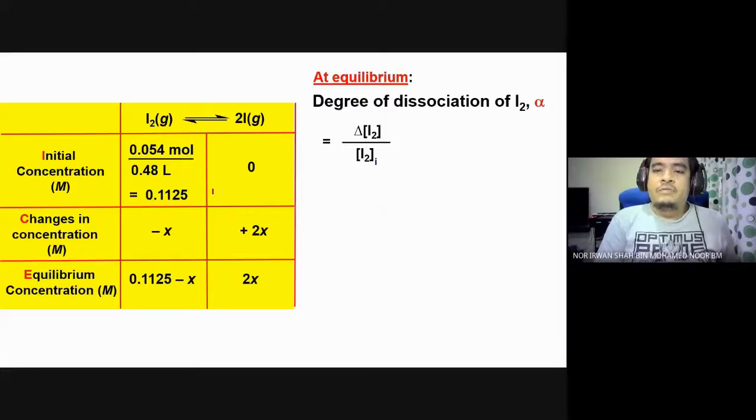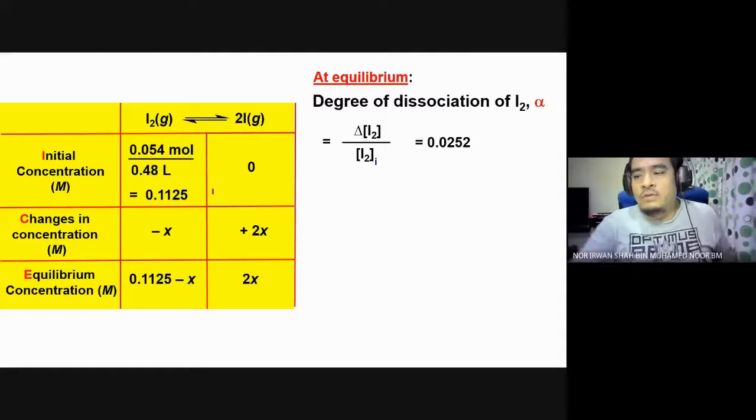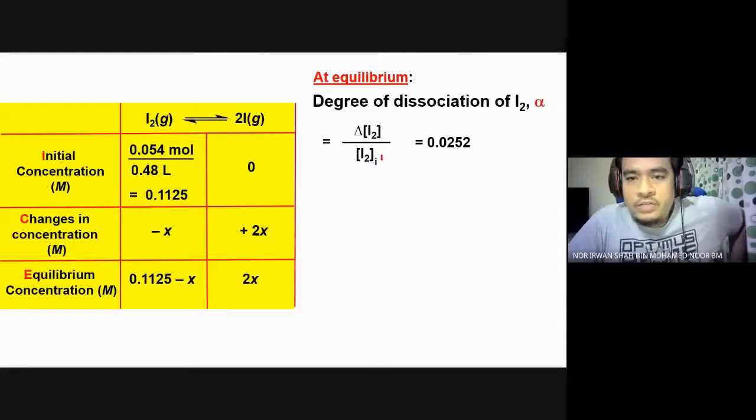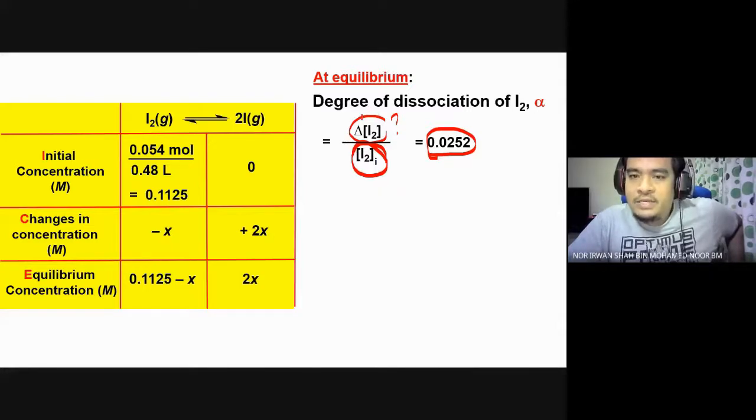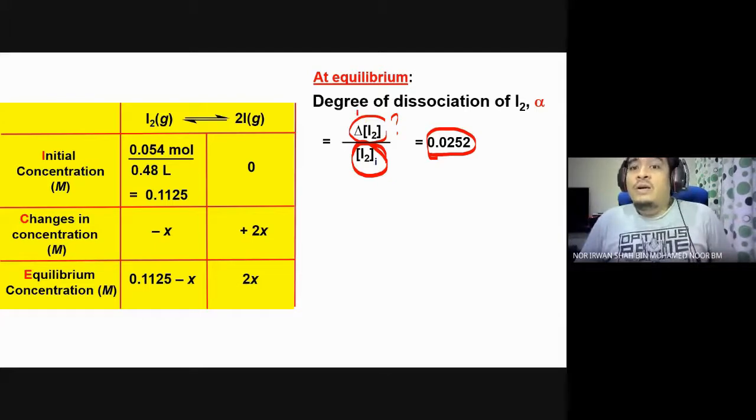Okay, so in this case, the value is already given, which is 0.0252. And since we already knew the initial concentration of iodine vapor, and this alpha is given in the question, therefore we can determine the change in concentration of iodine vapor. And once we know this change, automatically we are going to know the value of X. So let's solve for this.